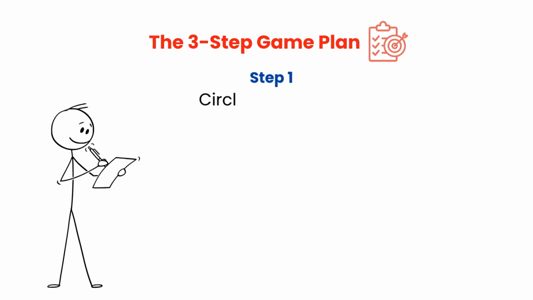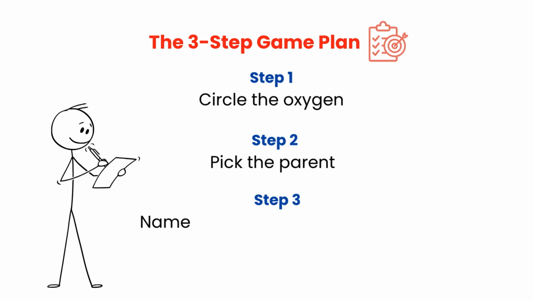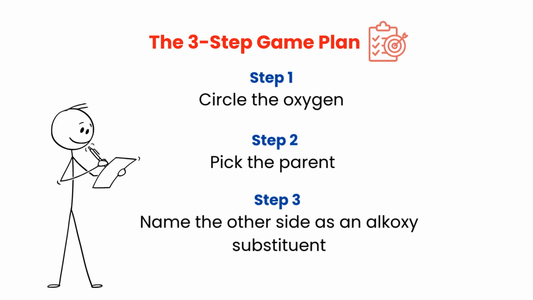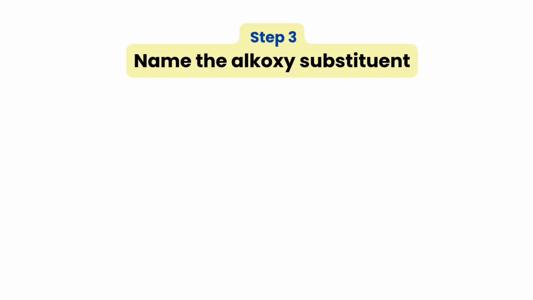First, circle the oxygen. Then, pick the parent chain. And finally, name the other side as an alkoxy substituent. If you follow these steps in order, you'll be fine. Alright, let's look at step 3 a little more closely.